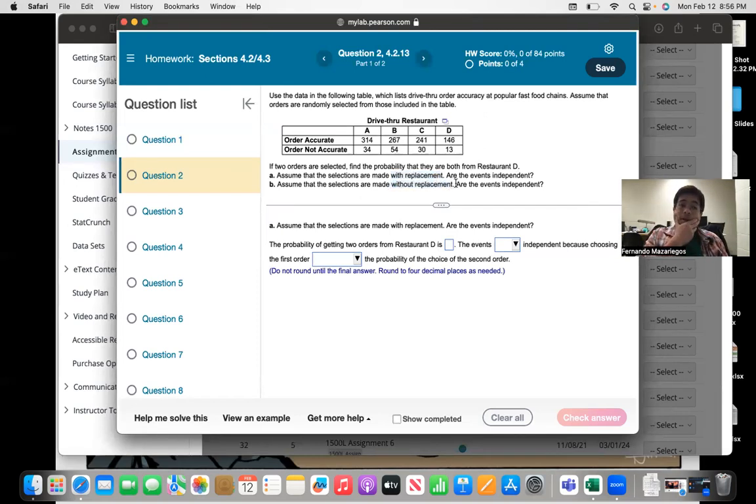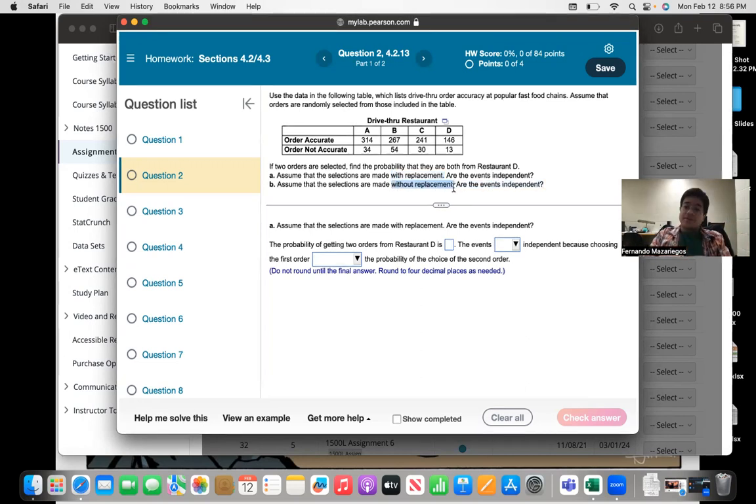Remember, this means that when we're taking the orders, like let's select the first order. Imagine we have all the orders in front of us. We can select one, we can pick it up. So we have one less order than we had before. So with replacement means I put it back. So the second time I choose an order, the conditions are exactly the same as when I chose the first one.